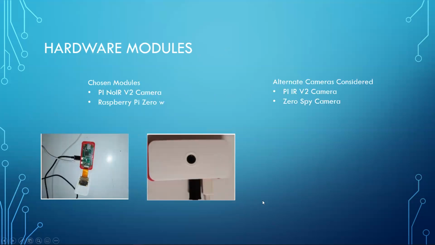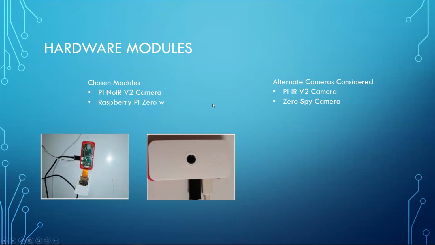For the hardware that we used, as you can see by the picture, we had the Pi Noir V2 camera and the Raspberry Pi Zero W. Considering alternate cameras we thought of, we did have the Pi IR camera and the Zero Spy. However, these were impractical either from an expense perspective or from a features perspective. Ideally, we wanted our recognition to happen in both low light and normal light conditions. Hence, the Noir camera became the ideal candidate. For the Raspberry Pi, the Pi Zero was not our first choice of solution, but it was the device that we had at hand, and hence we had to work with it.